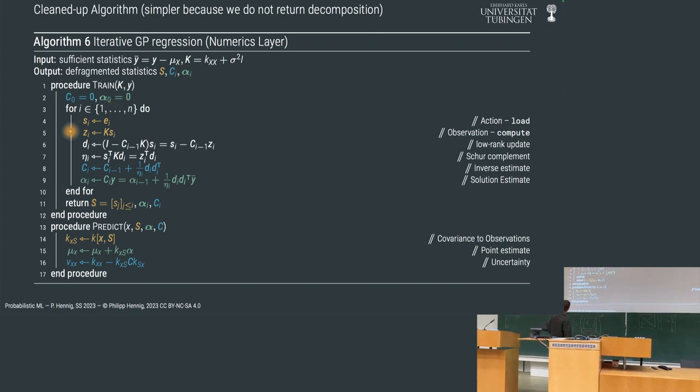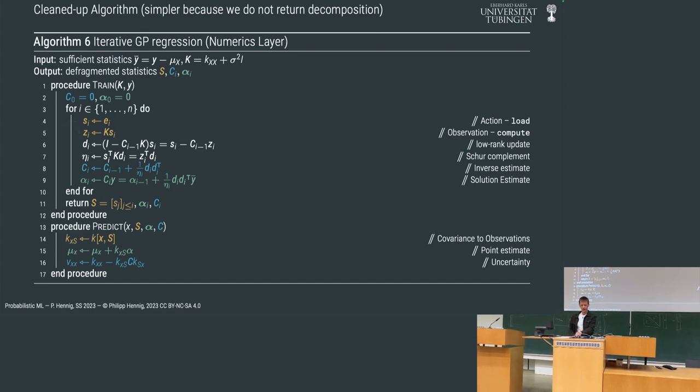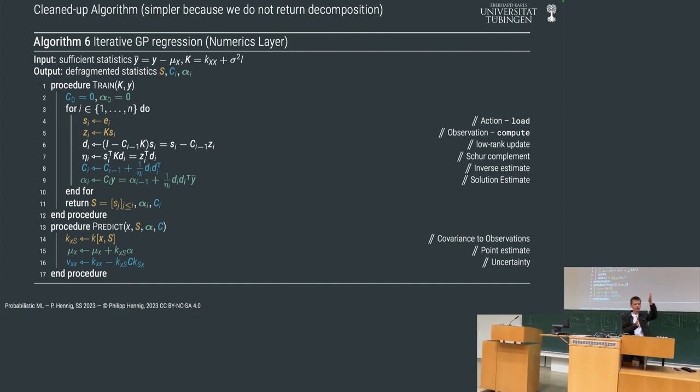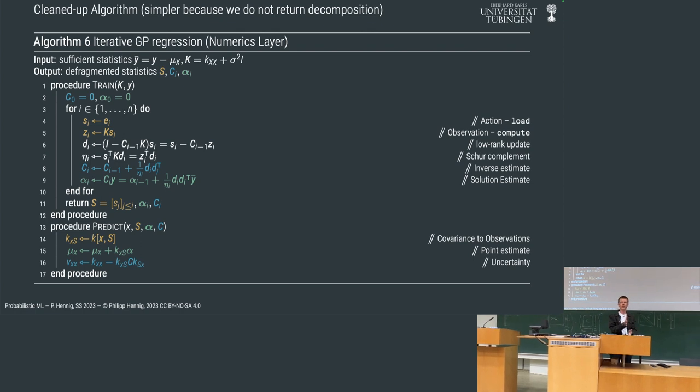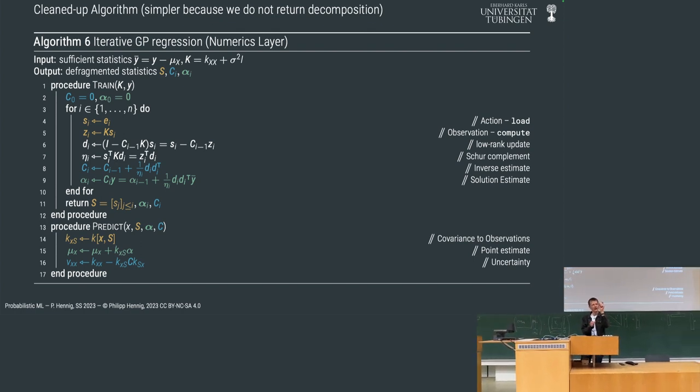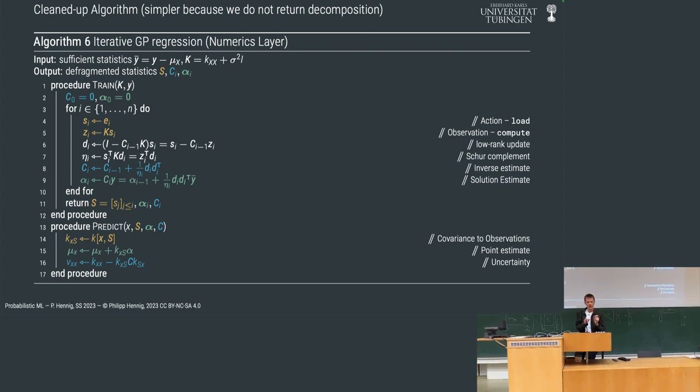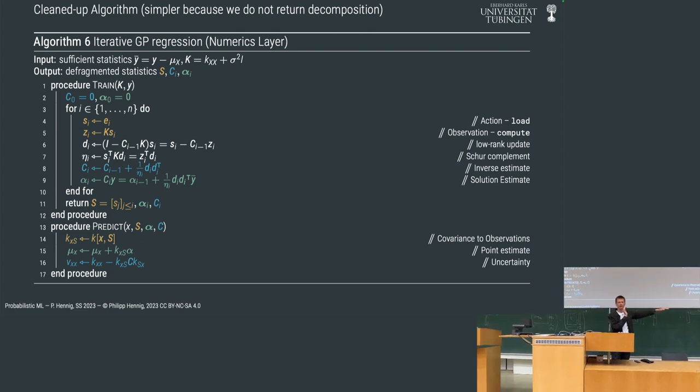And then in each iteration, it decides that the next thing to do is the ith unit vector. So that's a vector going 0, 0, 0, 1 at i, 0, 0, 0, 0, 0. And then we multiply that vector with K. That's like loading one row of K. That's the IO part, part one. Load this row or column of K. Remember that K is symmetric, so it doesn't matter whether we load rows or columns.